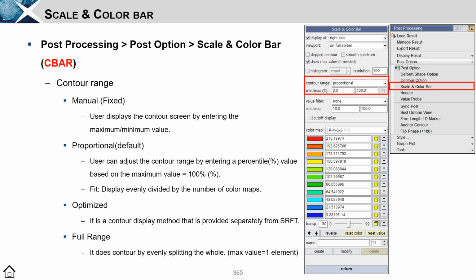Users can set the contour range and method by using the contour range function. The default option is the proportional. The user can adjust the contour range by entering a percentile value based on the maximum value equals 100%. The user can also display the contour screen by entering the maximum-minimum value. All values more than the maximum value are displayed in the top color of the color bar, and values less than the minimum value are displayed in the bottom color of the color bar.